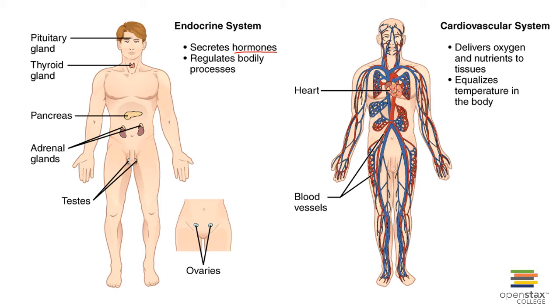Over on the right here is our cardiovascular system. It delivers oxygen and nutrients to tissues and helps equalize temperature in the body. So where does it get the oxygen from? The pulmonary system. How do we generate heat in the body? The musculoskeletal system, right? Those working muscles. With the cardiovascular system, we're more concerned about the heart and the blood vessels as well.